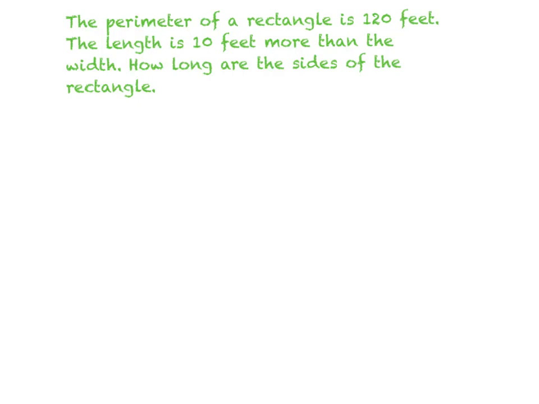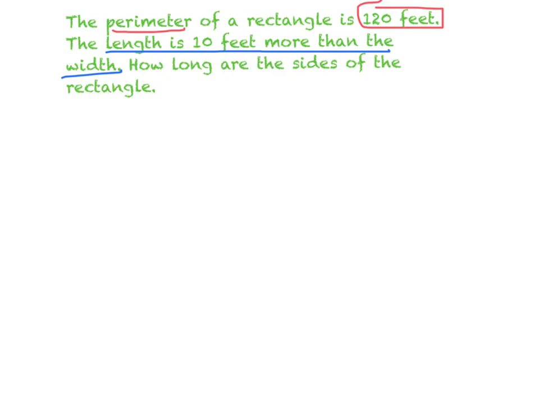All right, some keywords that I see are the perimeter of the rectangle is 120 feet. That is important. We need to know that. Now, another key sentence is that the length is 10 feet more than the width. That is very important as well. Then it says how long are the sides of the rectangle. So basically, I want to find the length and the width.